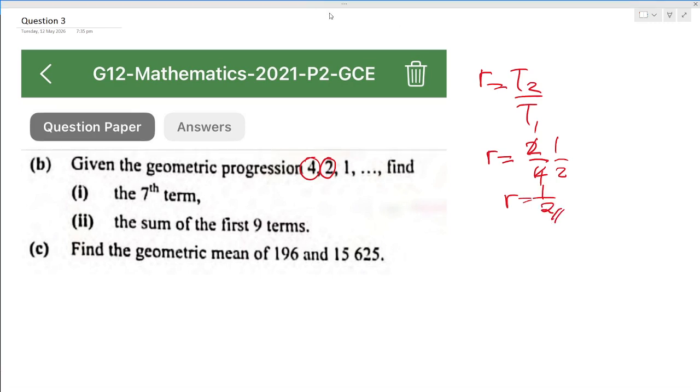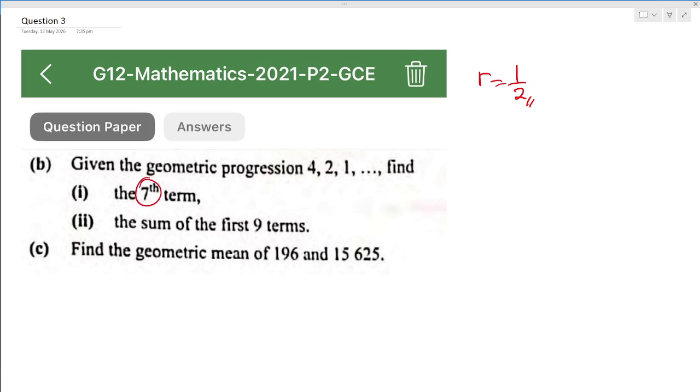Our common ratio now is a fraction. So when your common ratio is a fraction, you have a few problems that are manageable. I'll show you once we meet those problems. So our common ratio is 1 over 2.